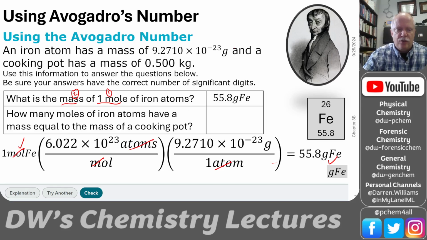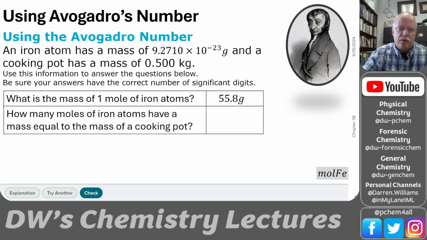Okay, now let's do the second question on this one. How many moles of iron atoms have a mass equal to the mass of this cooking pot? So again, where are we going? We're going to moles of iron, right? That's what the question was asking: how many moles of iron have a mass equal to the mass of the cooking pot? So we're starting here with mass and we're going to moles.